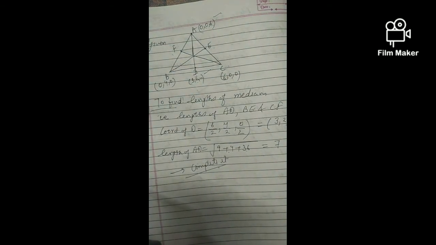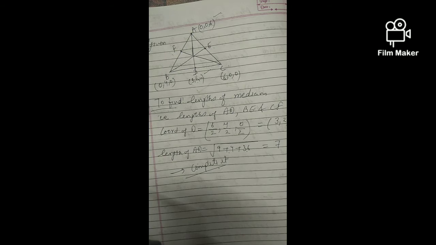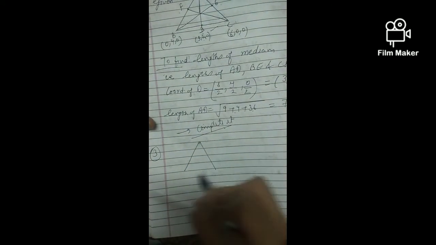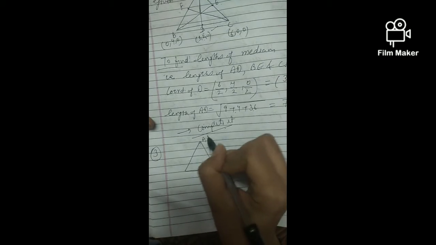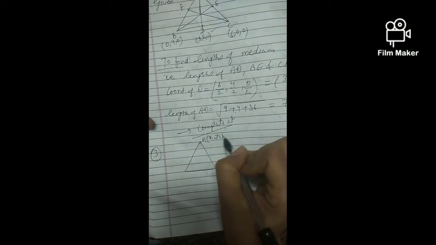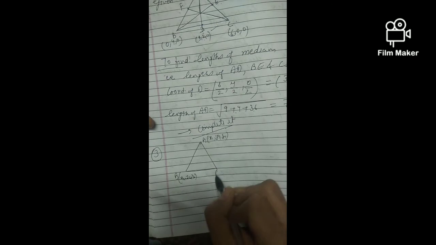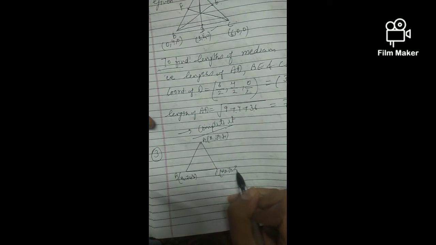And the third sum is now: if the origin is the centroid of the triangle PQR with the vertices P, Q and R, then find the values of a, b and c. Now for any triangle, I am just giving you the hint. If A is the vertex with the coordinates x1, y1, z1, B is the vertex with the coordinates x2, y2, z2, and C is the vertex with the coordinates x3, y3 and z3.